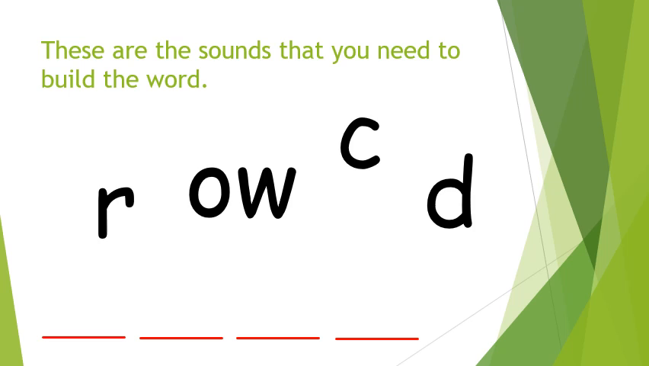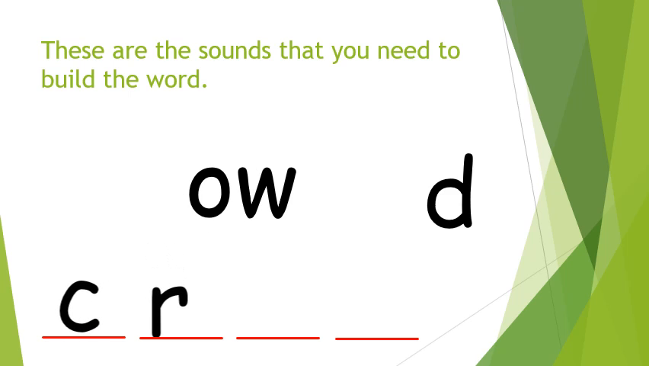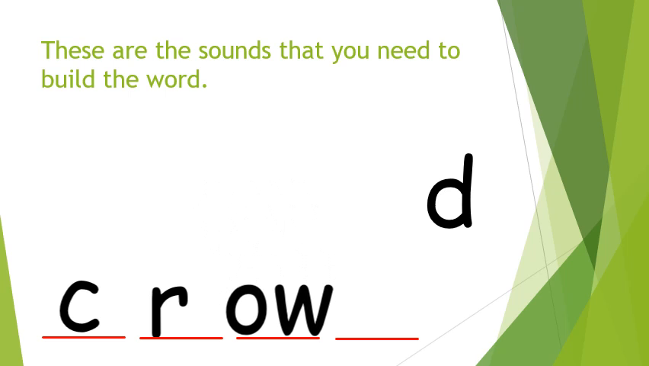So as you see the sound move down onto our lines, I want you to say the sound with me. Ow, d. And then we're going to say the sounds and read the word. K, ow, d. Crowd. Excellent, well done.